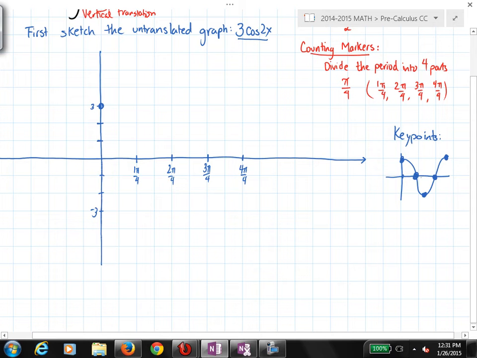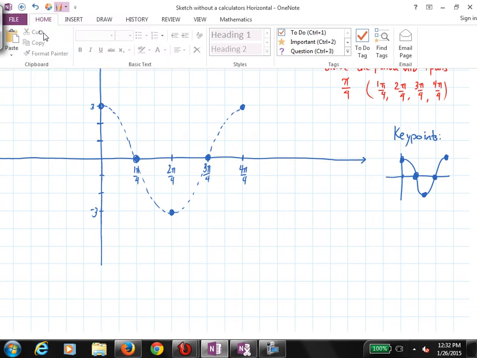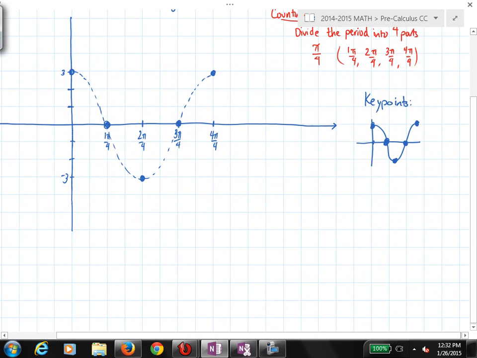Next one, looking at the key points, the structure for cosine is going to be an intercept point, back down to a minimum, intercept, and back up to a maximum. Remember that first I have to sketch this with dashed lines because this is not my final graph. This is my untranslated graph. Now, if I want to continue, I want to sketch the translated graph, so I need to apply the translations. But before I do that, let's figure out the translations.